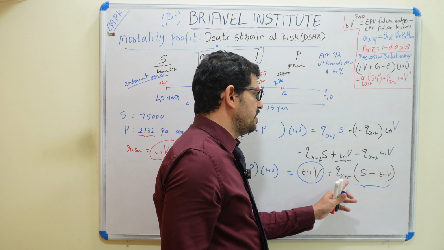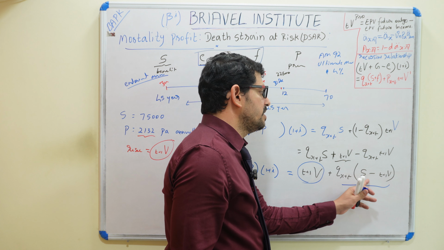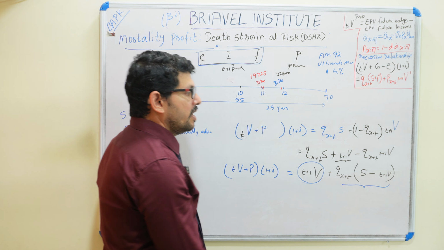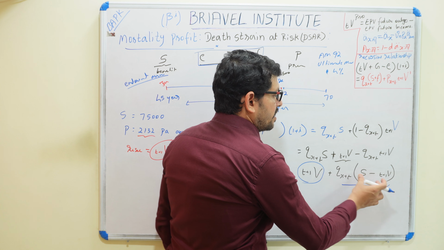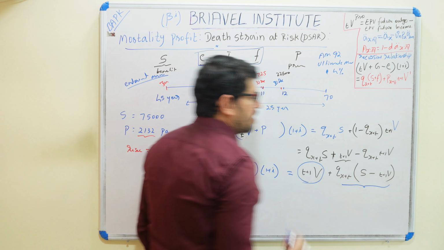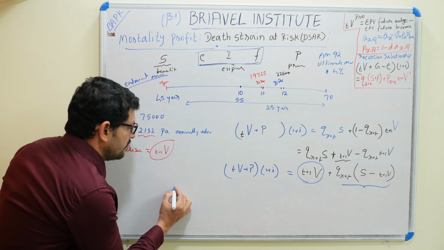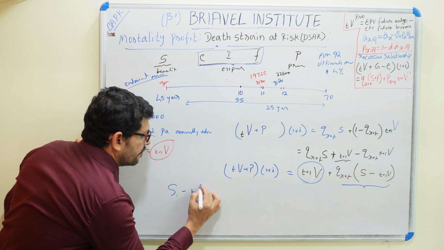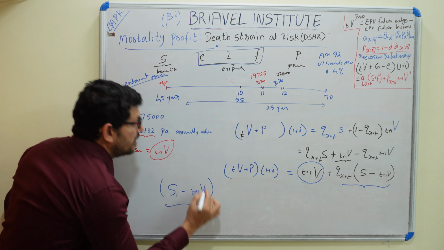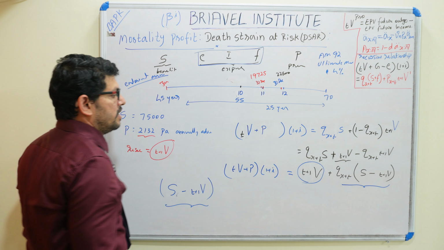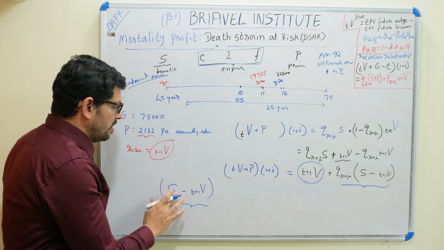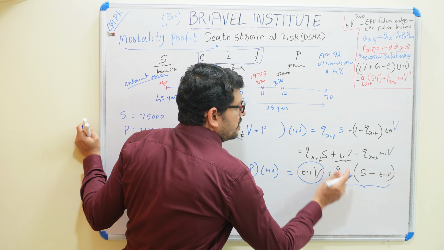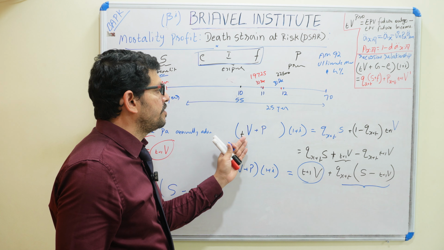This is a death rate, mortality rate, and this term is my additional requirement for the next year. So this term, S minus t+1V, we are calling the death strain at risk, the DSAR. So this additional term, you see, my recursive relationship I used to find out the next year reserve.